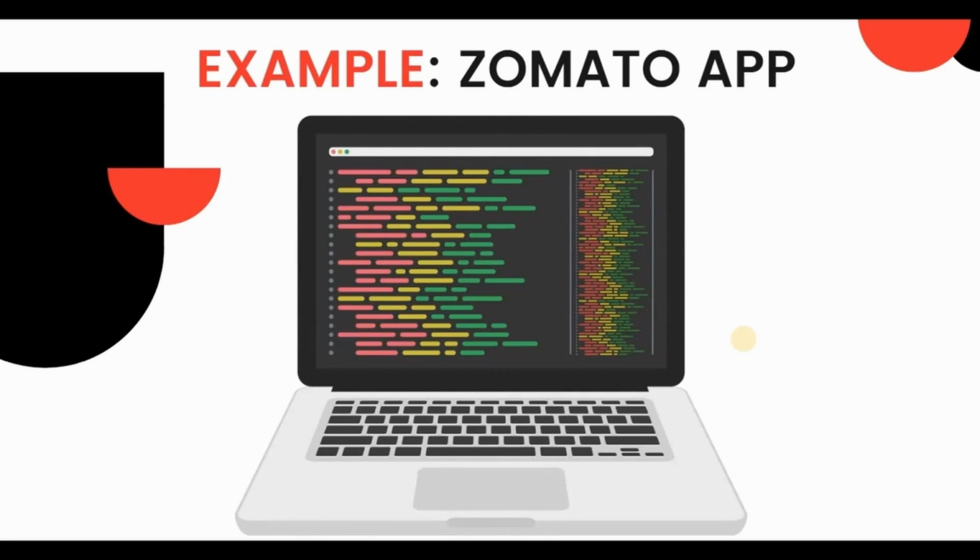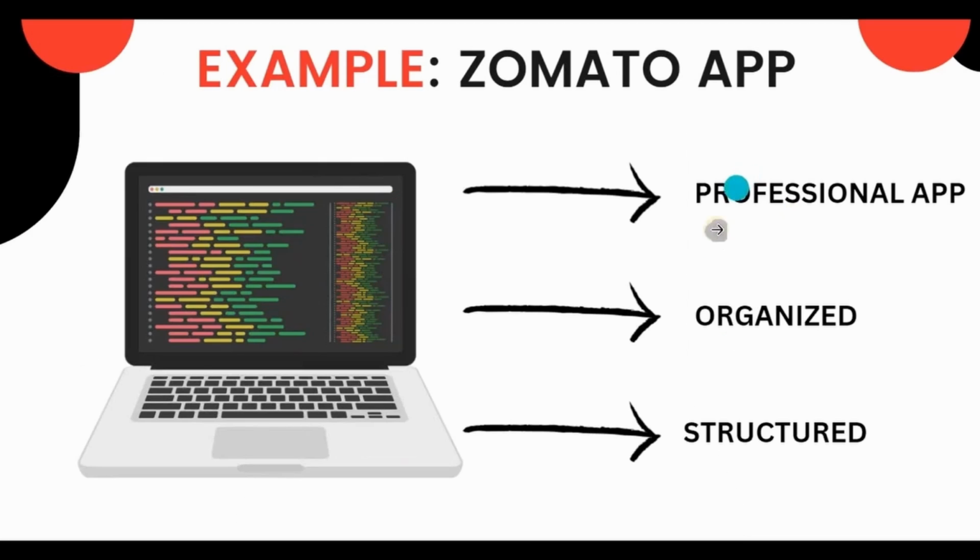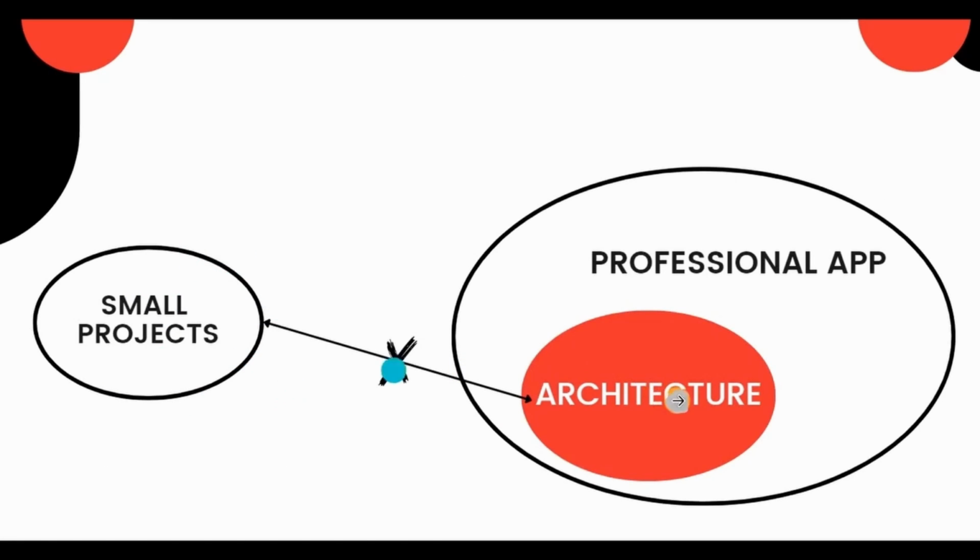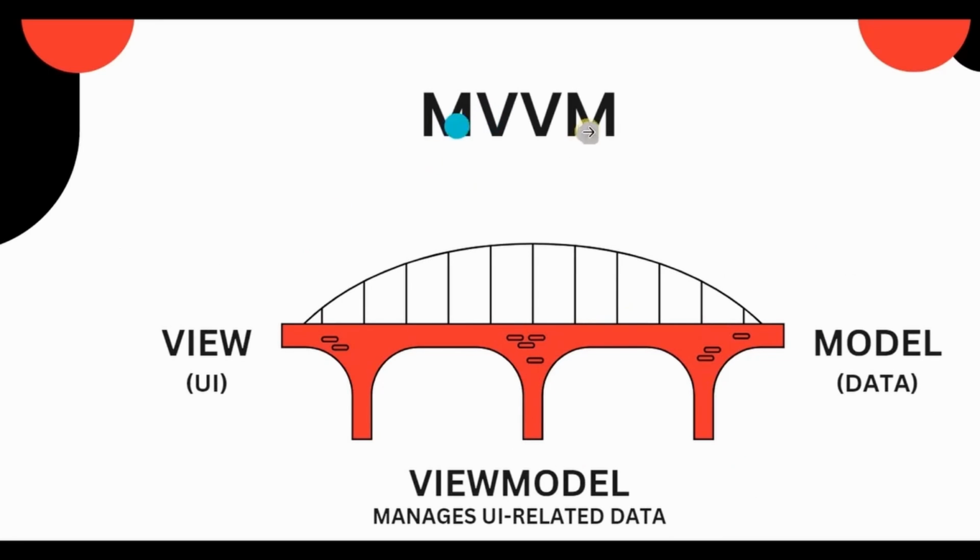But no, that's not how professional apps work. They are built in such a way that they are well organized and structured. So if they want to update any feature, they will be able to quickly find it in the code because they know in which package which functionality resides. All the small projects might not necessarily require MVVM, but it is highly recommended to use MVVM or any other type of architecture when you create a professional app. Okay? Till now, you are aware what is MVVM and why it is required.